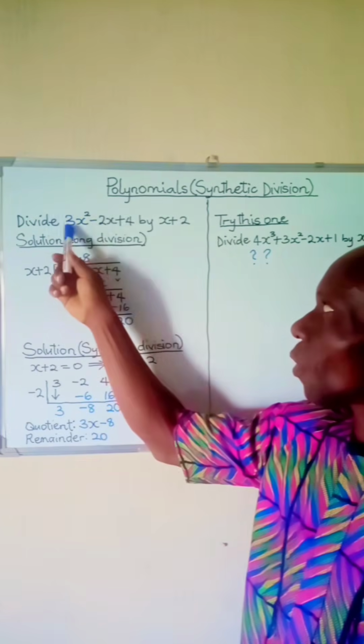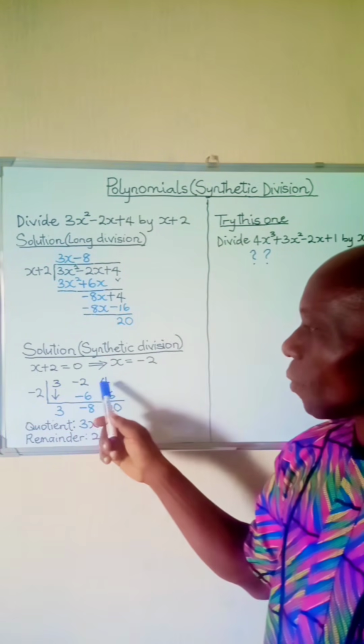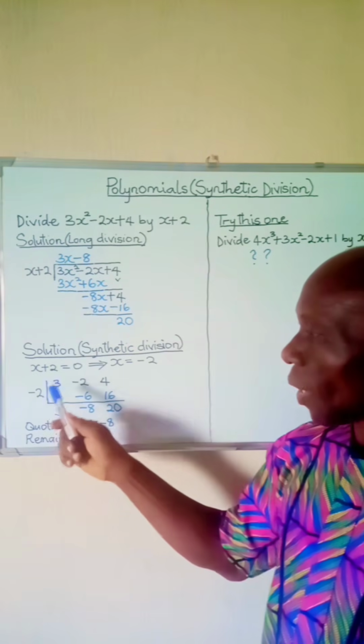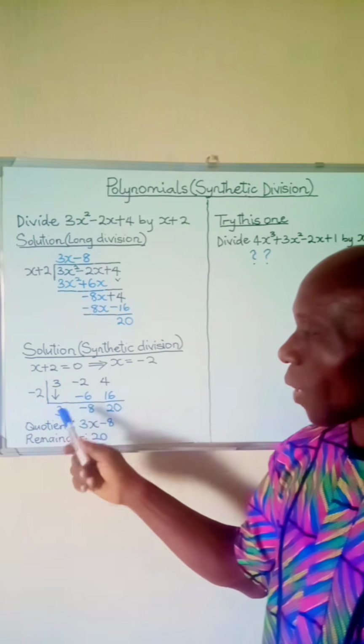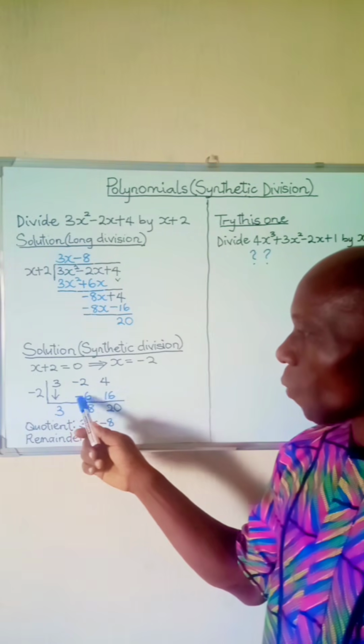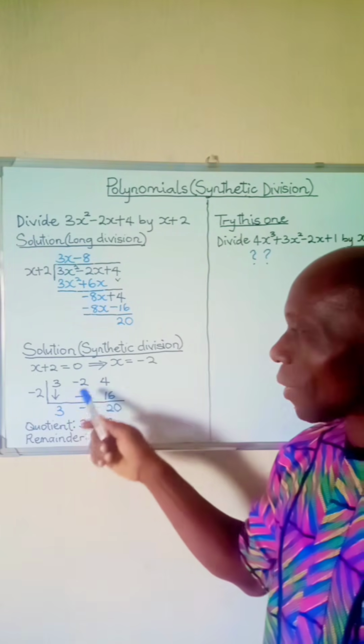And then we pick all the coefficients and constants here: 3, minus 2, and 4. First thing we do is to bring down the first number, 3. And then we multiply minus 2 by 3. That will give us minus 6. We write that value under the next number, the way we've done it here. And then we add. For synthetic division, you don't subtract, you keep adding.